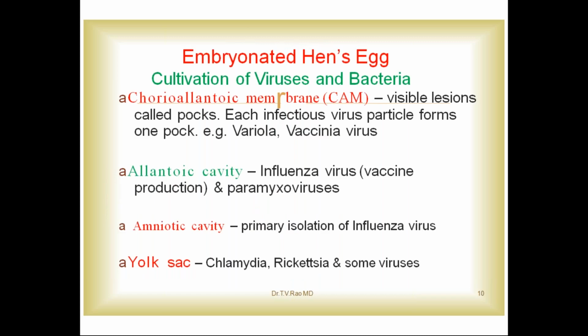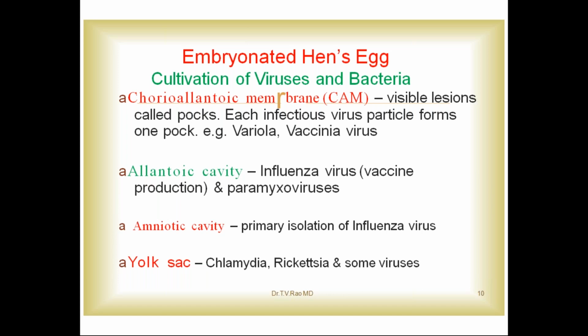chorioallantoic membrane. Suppose the inoculum is inoculated into the chorioallantoic membrane. After a few days, we can observe visible lesions on the surface of the chorioallantoic membrane. These visible lesions are called pox, P-O-C-K-S, pox.